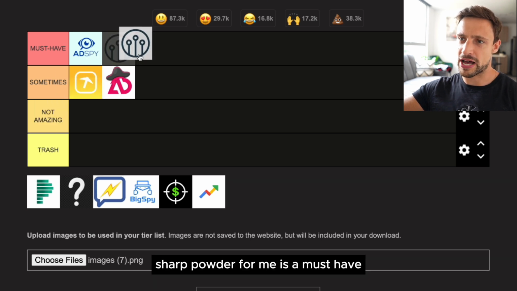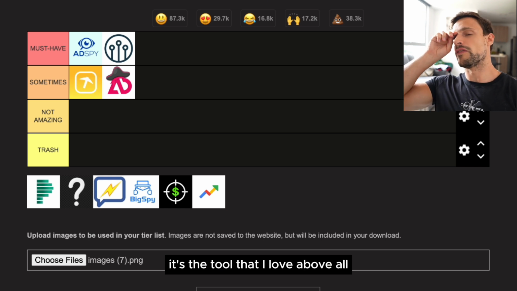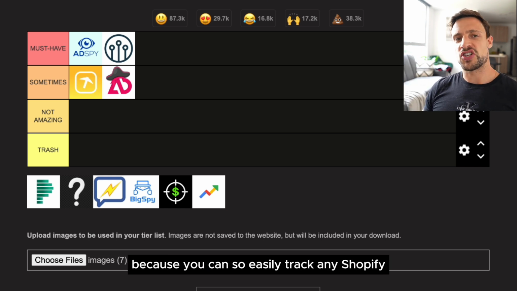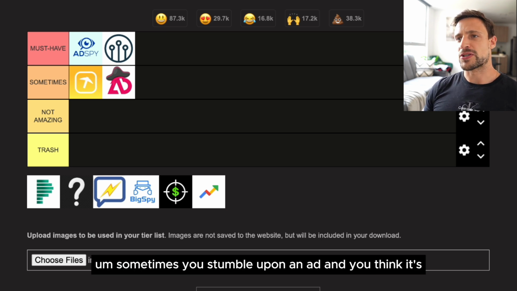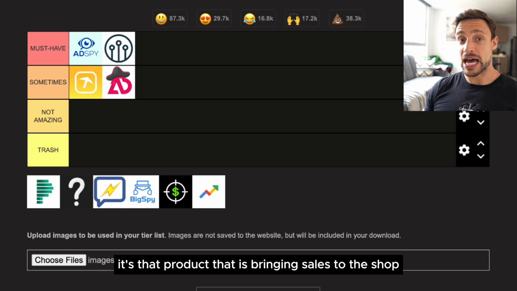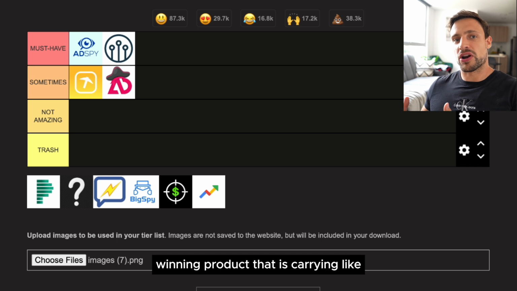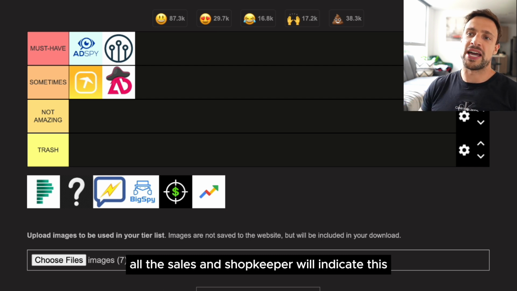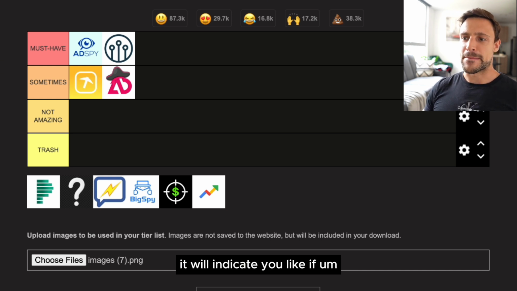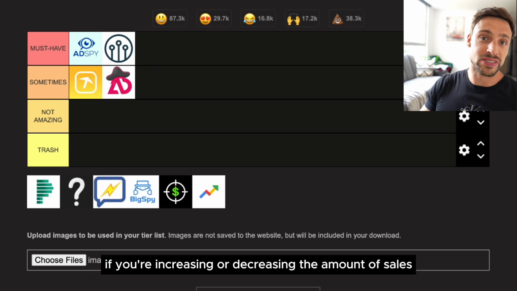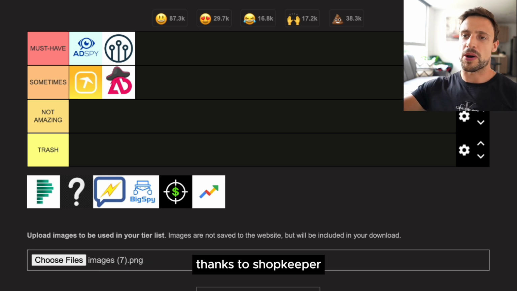Shop Hunter for me is a must-have, like 100%. I think from all these tools, it's the tool that I love above all because you can so easily track any Shopify store that is around and see what their winning products are. Sometimes you stumble upon an ad and you think it's that product that is bringing sales to the shop, but they probably have a second winning product that is carrying all the sales, and Shop Hunter will indicate this. It will indicate the velocity. It will indicate if you're making a lot of ads, if you're increasing or decreasing the amount of sales. All the data are totally transparent thanks to Shop Hunter.